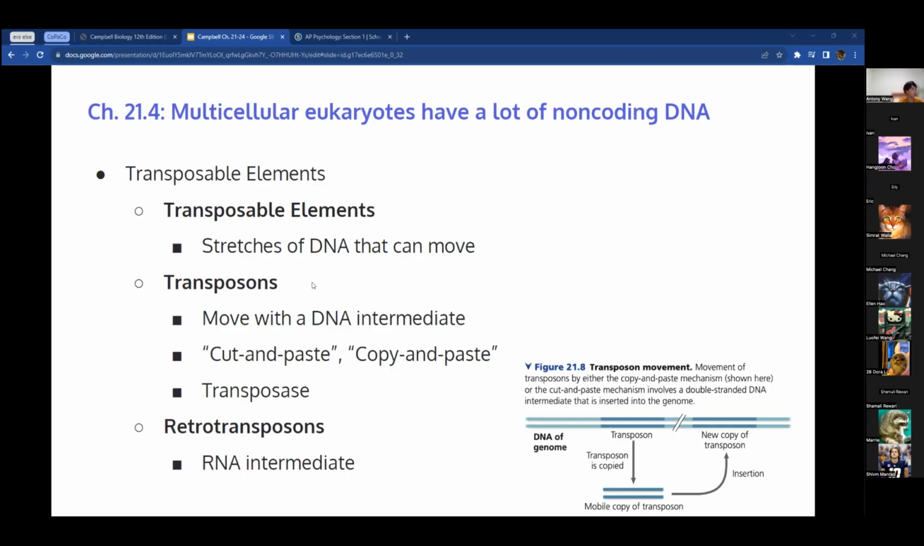There are two types, transposons and retrotransposons. These two differ in how they move between locations. Transposons move with a DNA intermediate. So this is a transposon. It copies the DNA, and the DNA moves to a new location. For a retrotransposon, the transposon is transcribed into RNA, and then the RNA goes to a new location where it codes for a new DNA. These two just differ in their mode of transport.